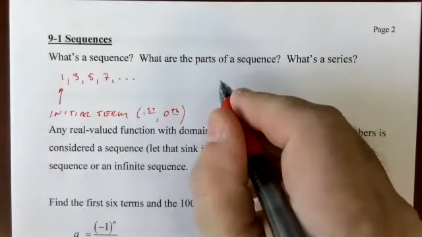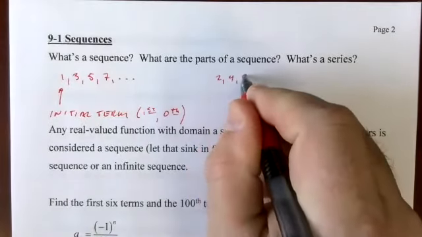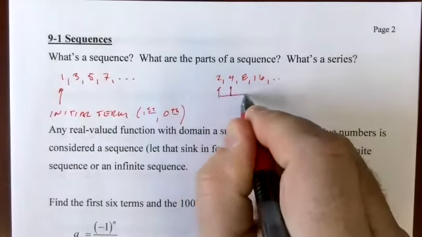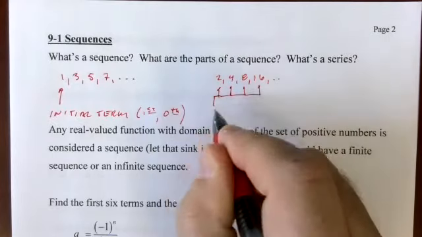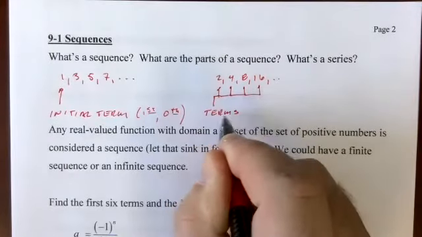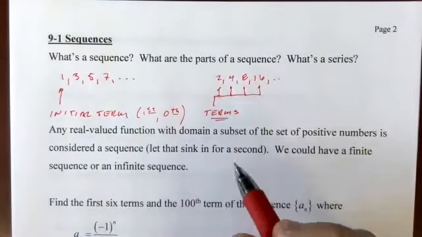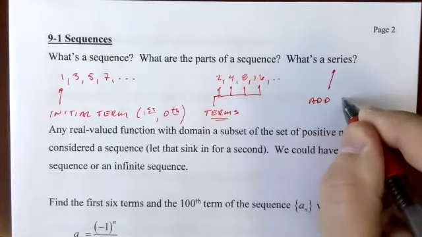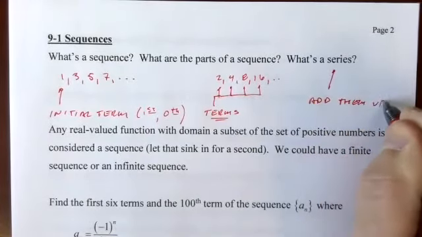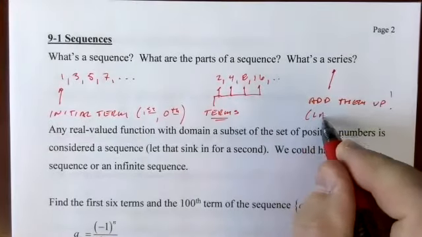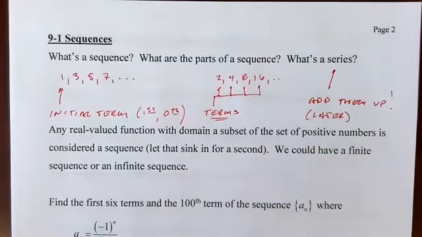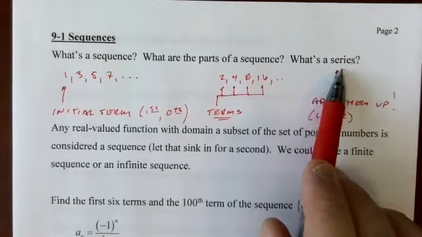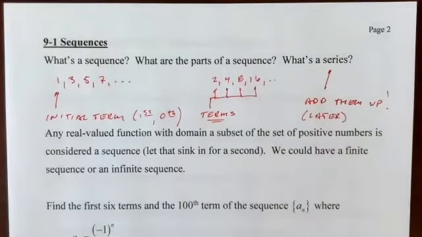What are the parts of a sequence? Well, let's try another one: 2, 4, 8, 16. These are all called terms of the sequence. And what's a series? That's when we add them up. For the longest time, I could not keep them straight in my brain, which one's a sequence and which one's a series. Let me just say the series is when things get serious. That's how I keep it in my brain. The sequence is really not that big a deal.